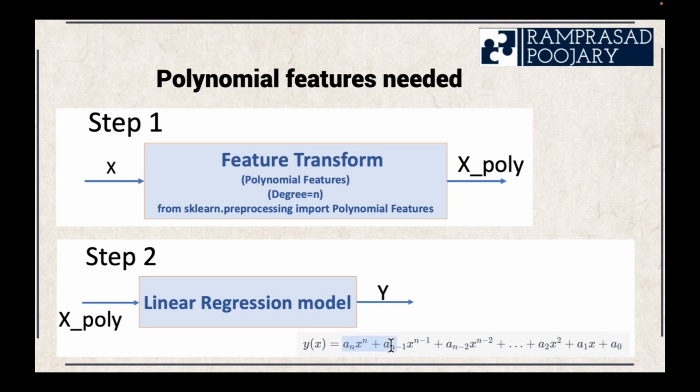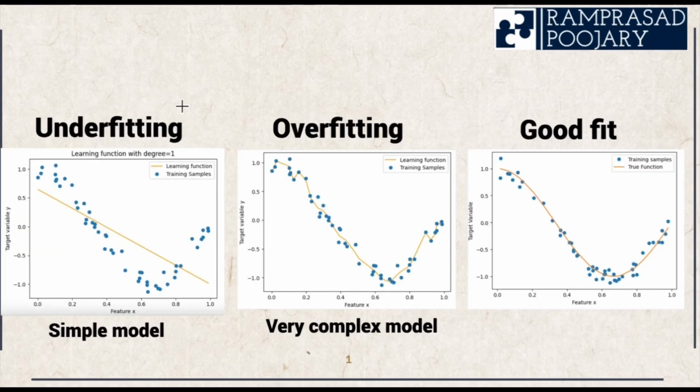So later we will see what happens to the learning function when you increase the complexity of the model. Before jumping into the practical session, let us look at these three cases. The first case is called underfitting, the second case is overfitting, and the third one is a good fit.